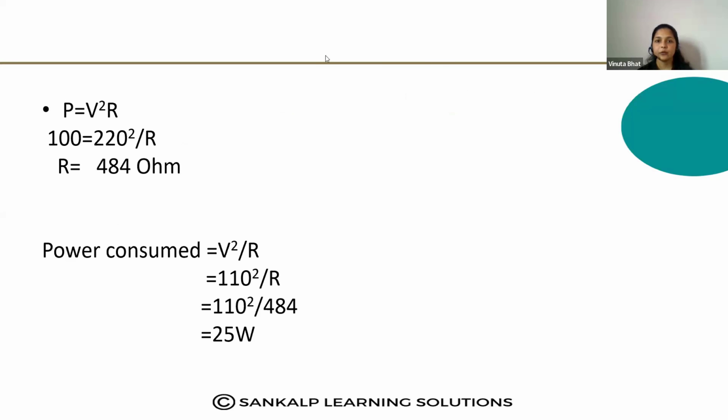Here we have to use the formula P is equal to V square by R. So here P is equal to 100 watt. Here V square, that is 220 square. R is equal to, so find out the R. R is equal to 484 ohm.